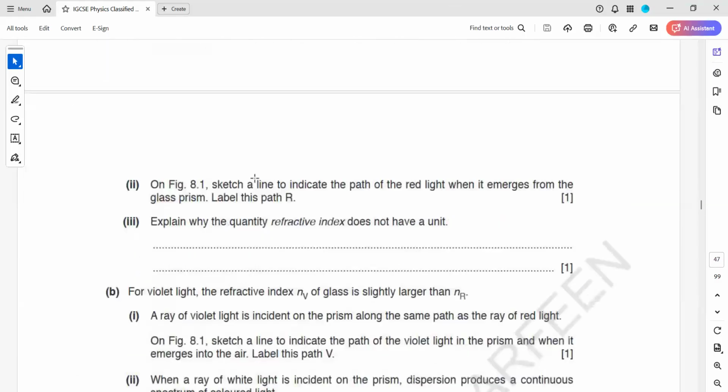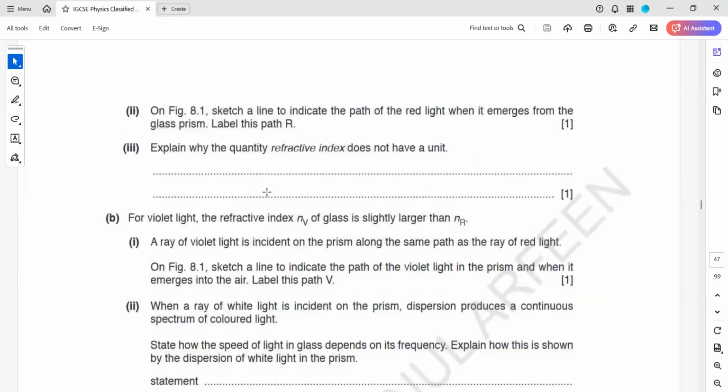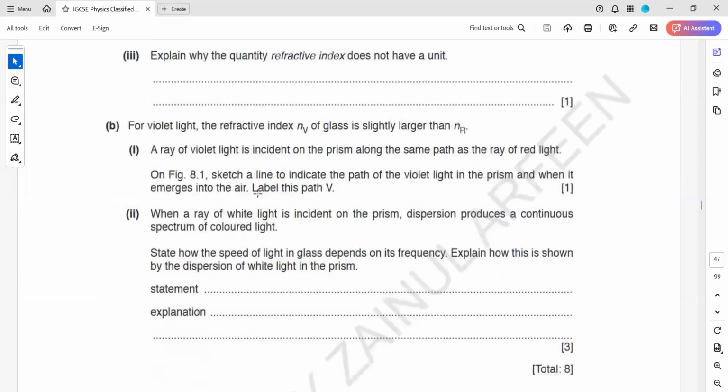The next is: explain why the quantity refractive index does not have a unit. I just discussed that point. Why does it not have a unit? Because it is a ratio. A ratio is a comparison. Like if I say my mass is 80 kilograms and your mass is 40 kilograms, when I compare, I will say I'm twice as heavy as you. So it's a comparison. I will not say I am 2 kilograms heavier than you. Whenever it's a comparison or a ratio, we don't write the unit. It's like how many times it is.